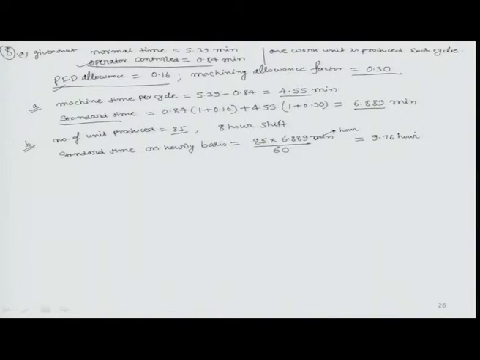Now, what will be the worker efficiency? It is the standard time on an hourly basis, 9.76 hours, divided by the time allotted, 8 hours. That is equal to 1.22. If you multiply it by 100, it converts to percent, so that will be 122%. That is the worker's efficiency. Now, come to part C.